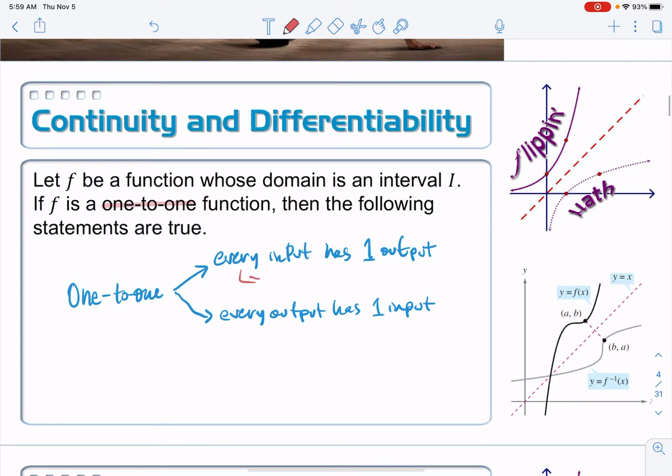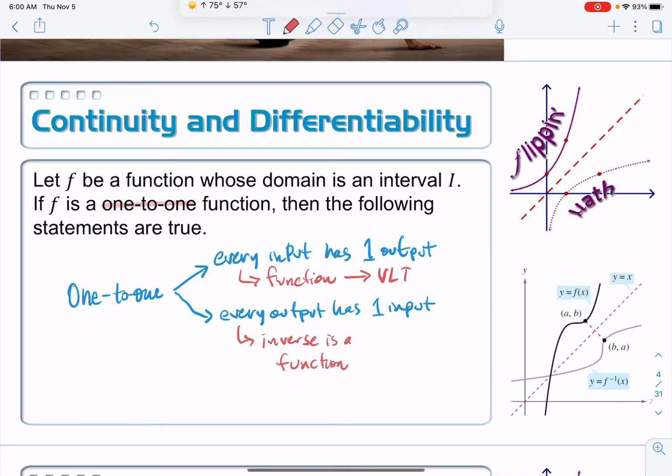Now this first one, every input has one output. That means it's a function, so it passes the vertical line test. You remember the VLT from Algebra 1. Anyway, every output has one input. This means that the inverse is a function. And that's pretty important because that's what our lesson's all about.